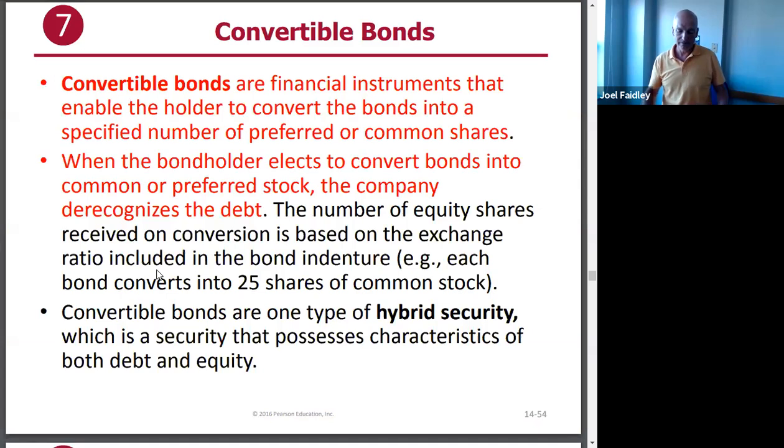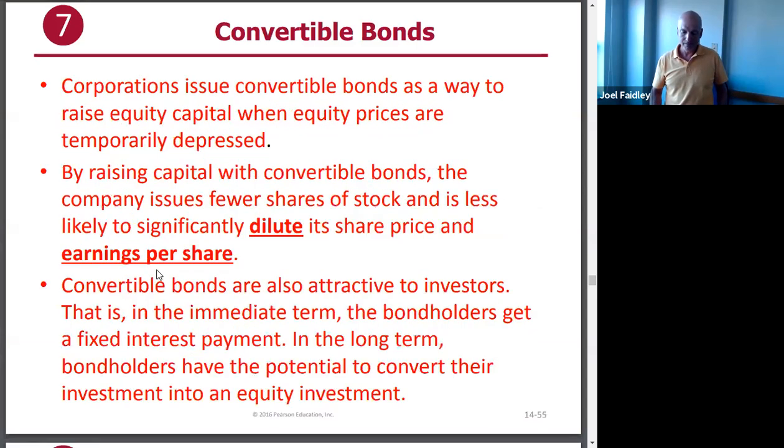Convertible bonds. These are bonds that can be converted into stock, and companies do that for several reasons. They talk about it being a hybrid security, but convertible bonds means that an individual who buys these bonds can convert that to stock. Now, why do companies do that? Well, it says right there, without me reading the PowerPoint, a way to raise equity capital when equity prices are temporarily depressed. You don't want to sell your stock when the stock price is low.